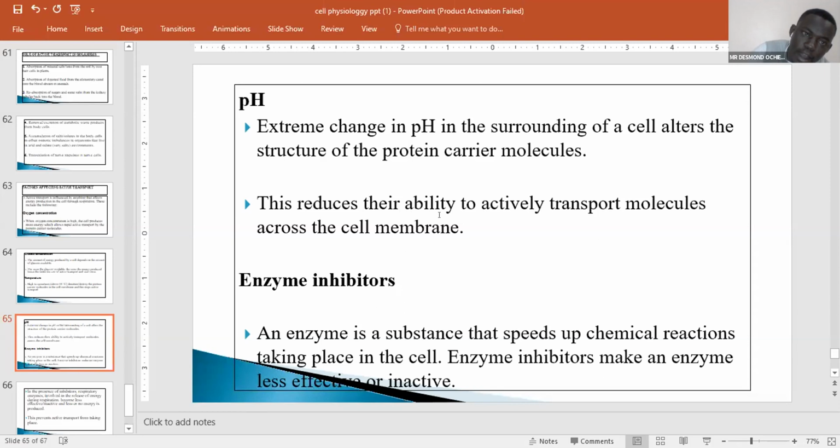And then we have another factor called enzyme inhibitors. Now, an enzyme, as I said last time, is a substance that can either speed up the rate of a reaction or lower it. Enzyme inhibitors make enzymes less effective or inactive. These protein carrier molecules act almost like enzymes here, because they facilitate the process of active transport. They carry molecules from one place to the other.